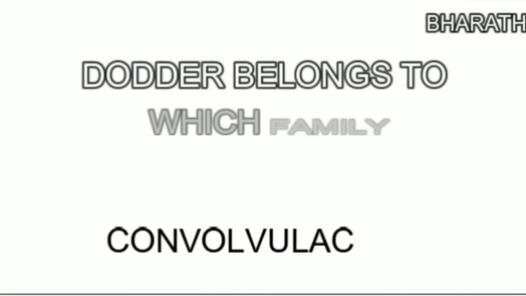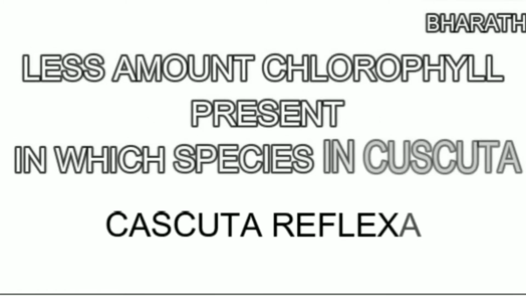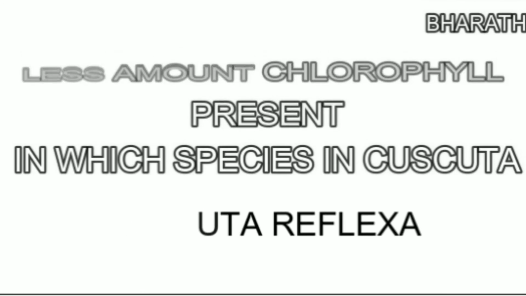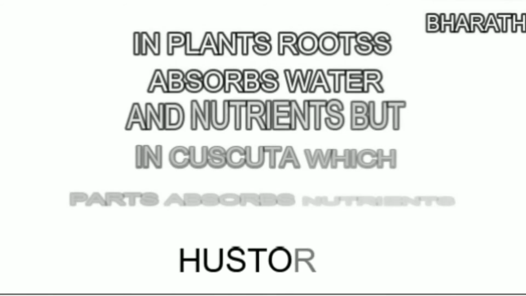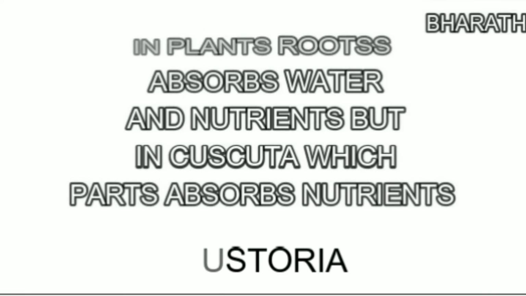Dodder belongs to which family? Convolvulaceae. Less amount of chlorophyll is present in which species of Cuscuta? Cuscuta reflexa. In plants, roots absorb water and nutrients, but in Cuscuta, which part absorbs nutrients? Haustoria is the part which absorbs nutrients in Cuscuta.